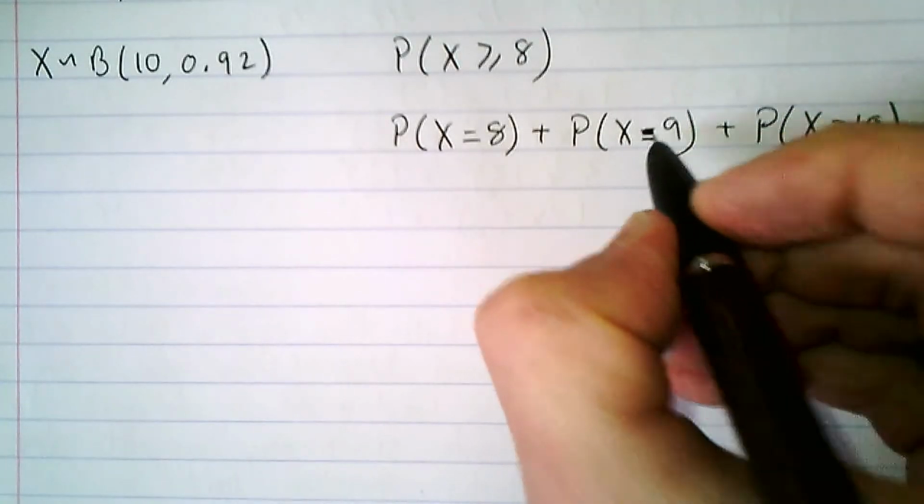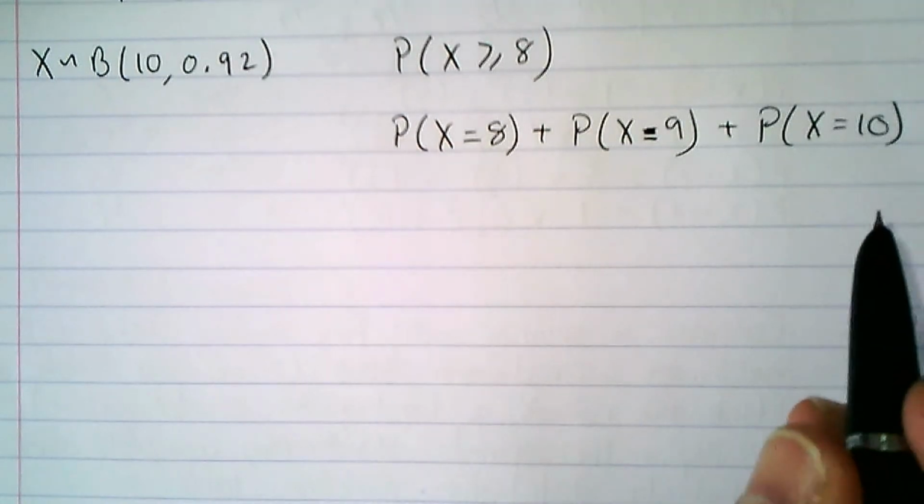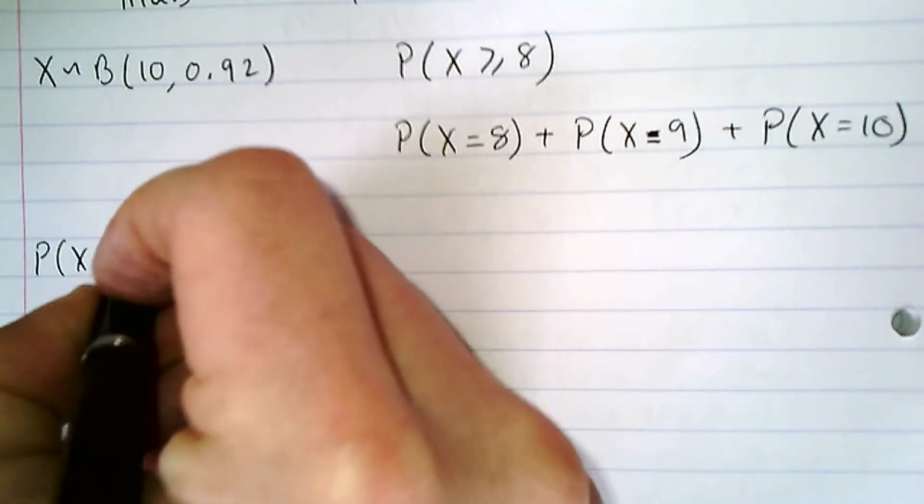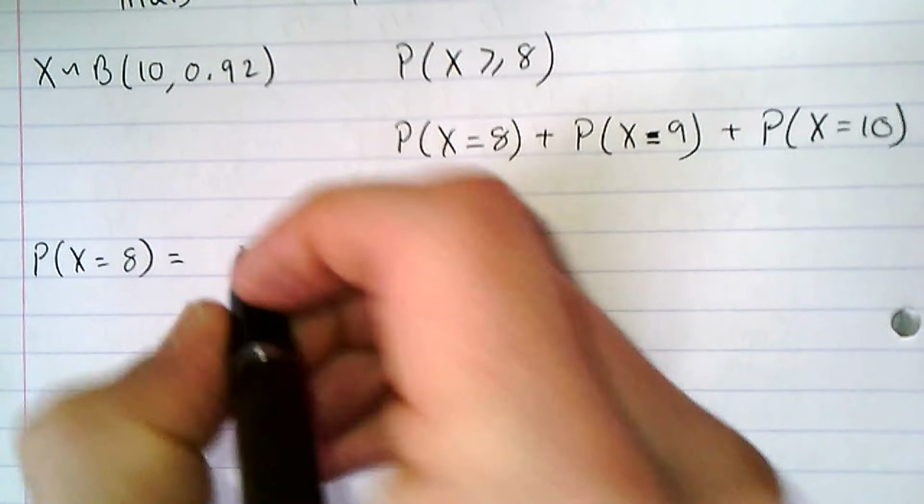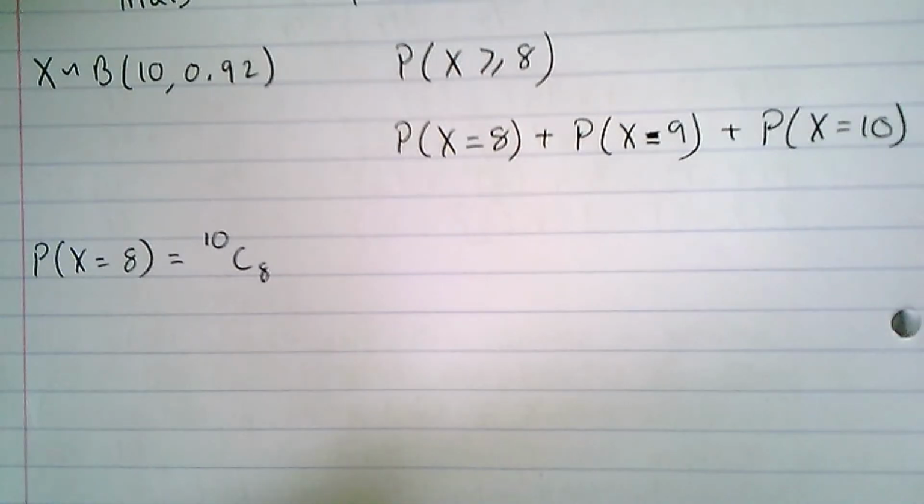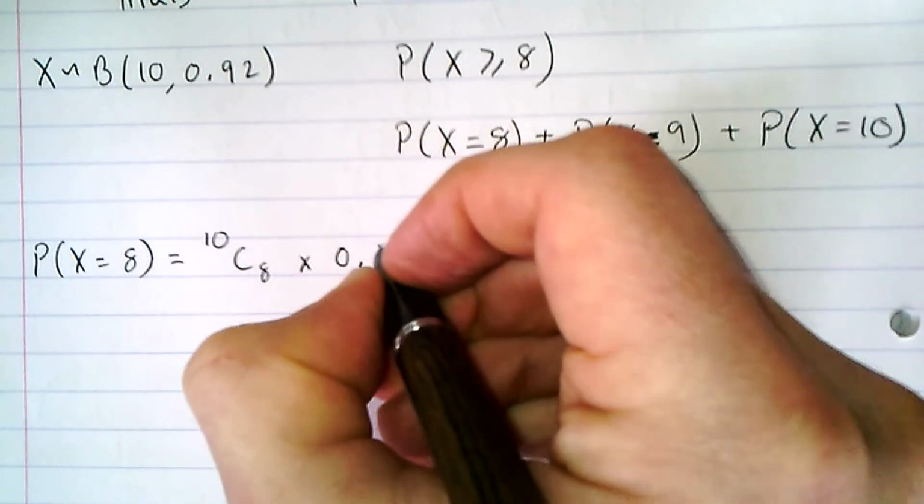There's an equal sign. I want to add these three things together. So I'm going to work these things out individually, and we're going to use that same structure. So here, the probability that x equals 8. Right, so we had our combinations first, didn't we? So we had 10 choose 8. So this here is 10 choose 8 multiplied by the probability of success, 0.92.